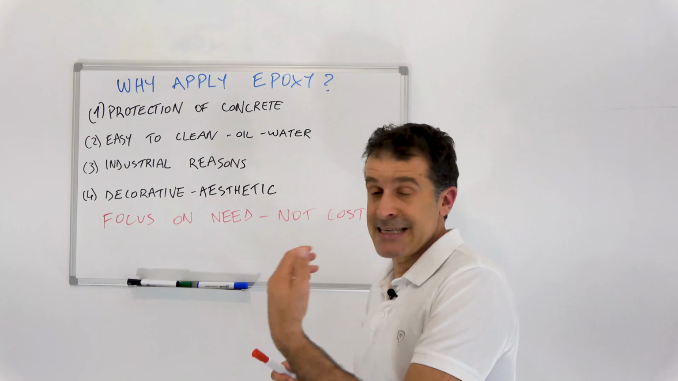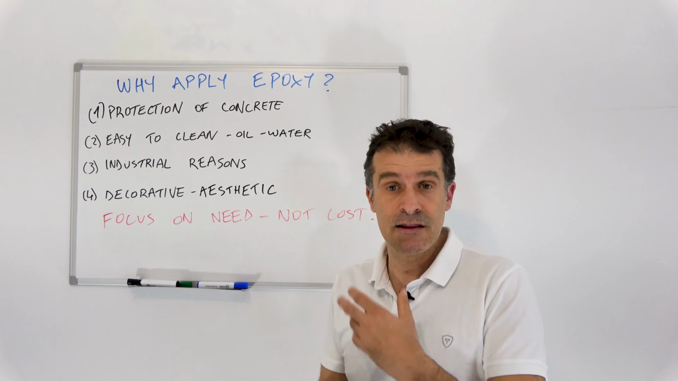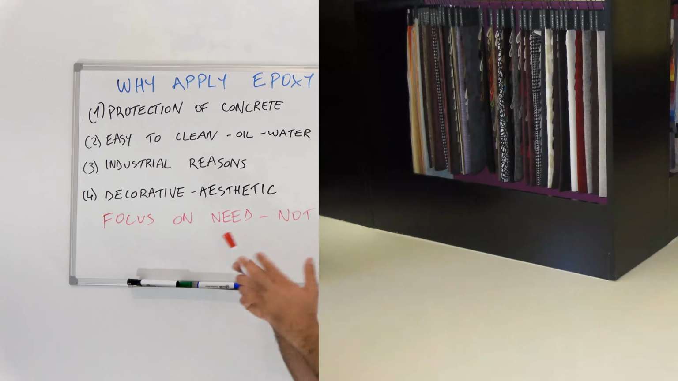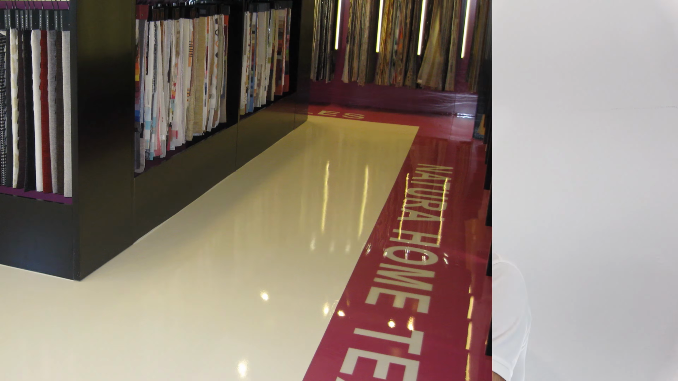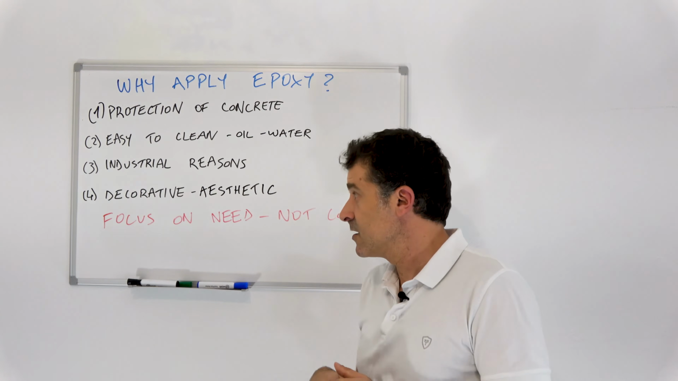And then you can even go into metallic floors where you can play around with lots of different types of floors, or you can have a multicolored floor. Here's an example of a multicolored floor. There's lots of things you can do with decorative and aesthetic. So that's also an aspect of epoxy floors.